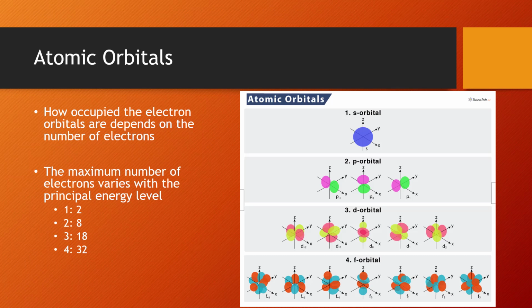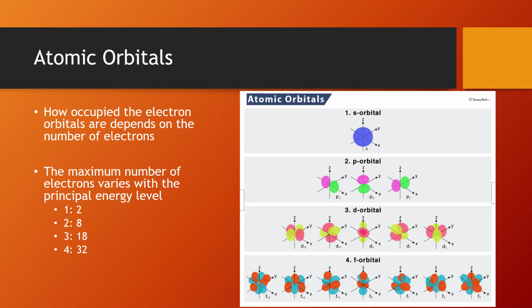Energy level 1 has a single s orbital, and energy level 1 is full when there are 2 electrons in that s orbital. Energy level 2 has 1 s orbital and 1 p orbital. Electrons will fill the s orbital, and then electrons will fill the p orbital. There are 3 separate p orbitals, each of which can hold 2 electrons. So you have 2 plus 2 plus 2 for your p orbitals, and 2 for your s orbitals, for a total of 8 in your second energy level.